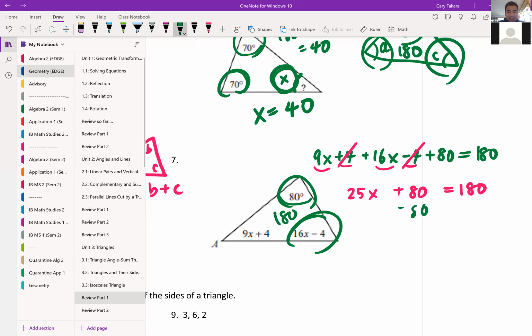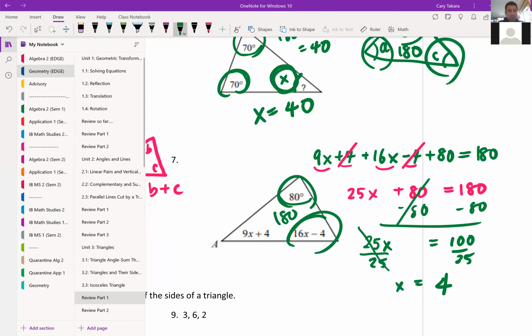Now what would you do next? Let's subtract 80. So we've got 25x equals 100. Very good, Elizabeth. Anybody else? And then divide by 25. So x equals 4. Very good. Did anybody else get x equals 4? Okay, let's move on.